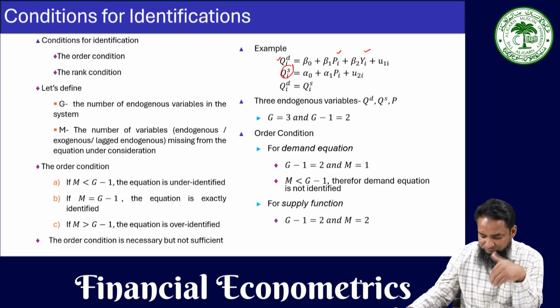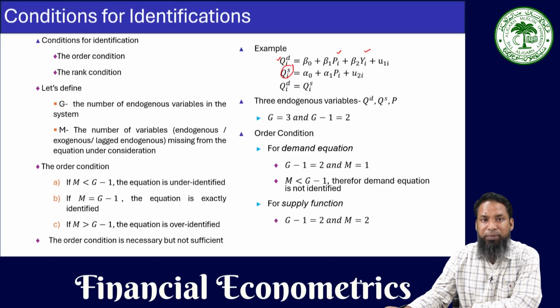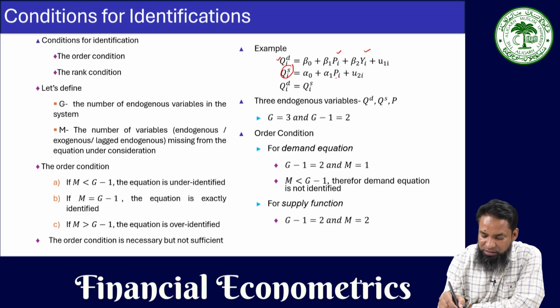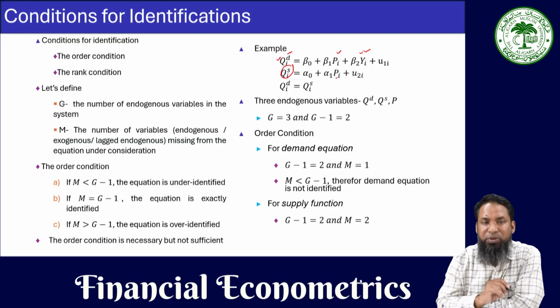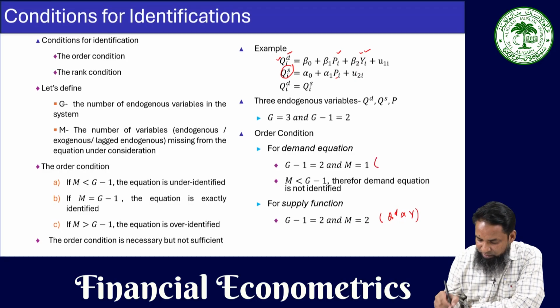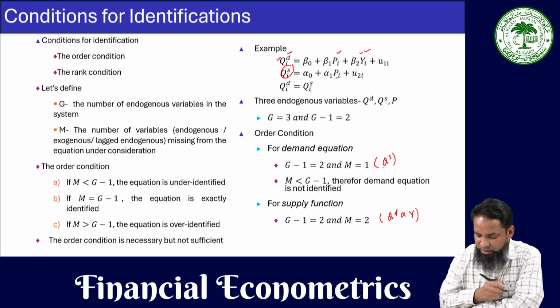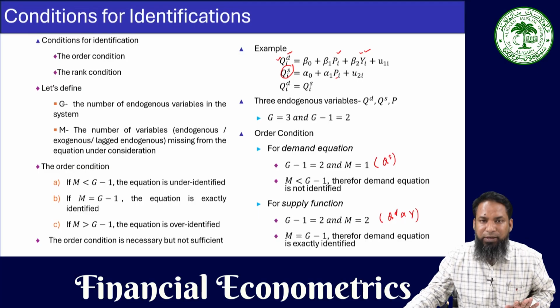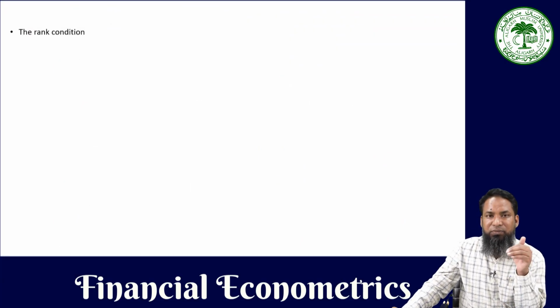Similarly, we can do this for the supply function. For the supply function, again G minus 1 is equal to 2. What is M? That is, how many variables are missing from this equation. Here we have only price, that means the quantity demanded and income are missing from this. So the number of M is equal to 2. Therefore M is equal to G minus 1, so the supply equation is exactly identified. So that is the first condition, the order condition.